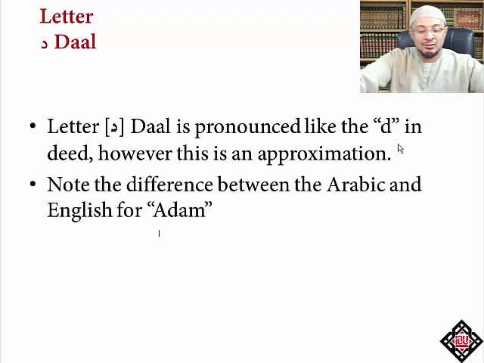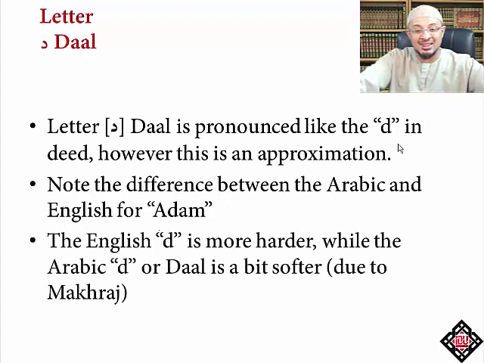So, for example, the word Adam. Adam is the proper pronunciation in Arabic. But in English, it's Adam. That is a different da. It's a harder da, and this is the English D. While the Arabic Adam is softer, that's the true dal. Because of what? Because of the makhraj.